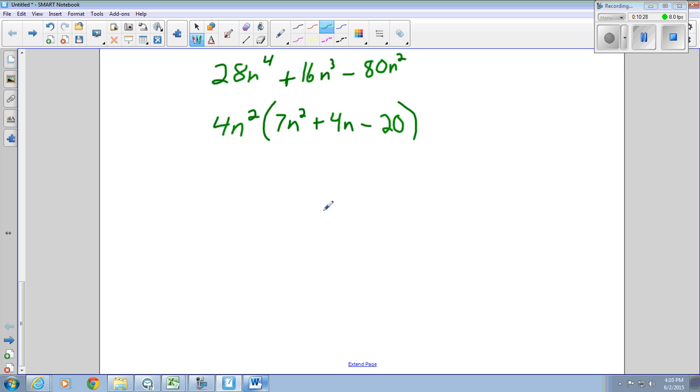And if we followed the diamond method for reducing this term here into factored form, we'd end up with 4n squared times 7n minus 10 times an n plus 2.